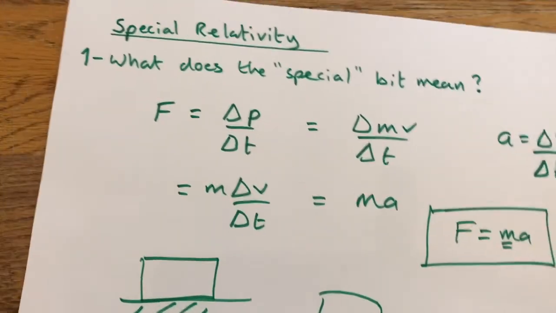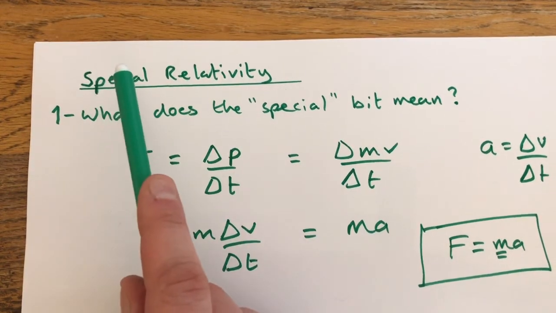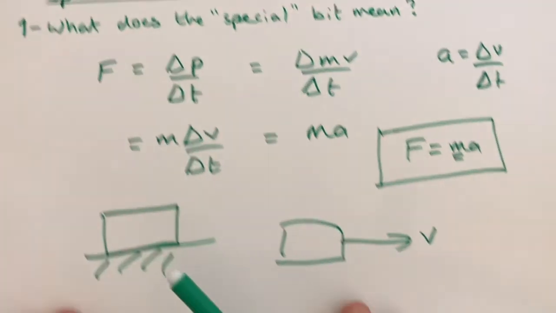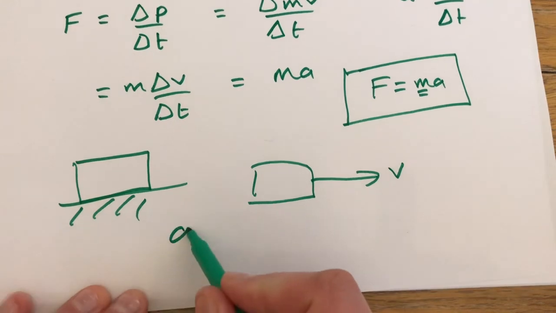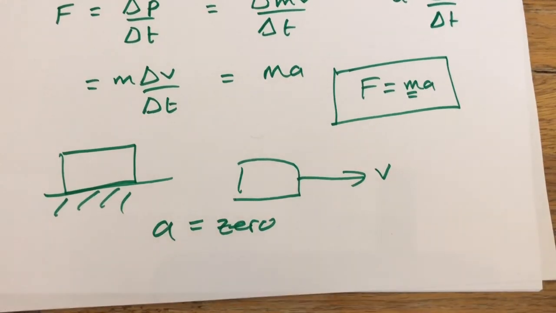But here we're just going to be talking about special relativity, and the special part is referring to the special case that acceleration is always going to be zero, causing the velocity to be constant.